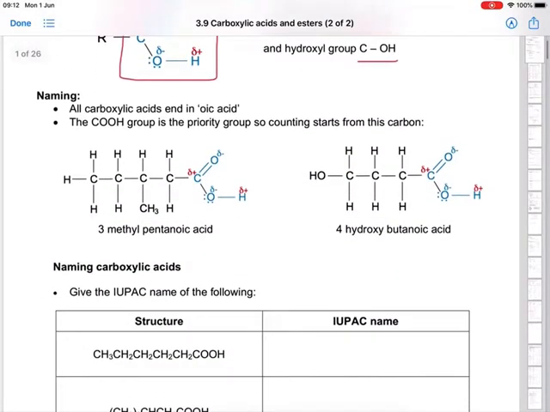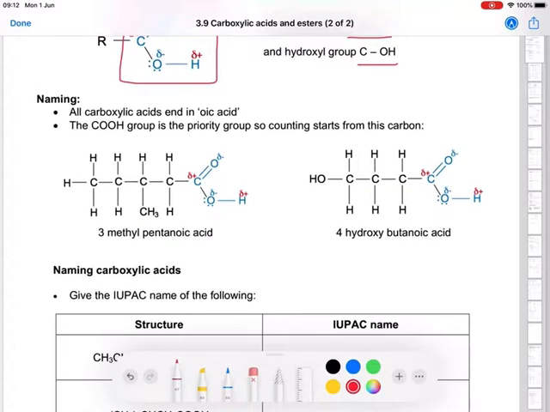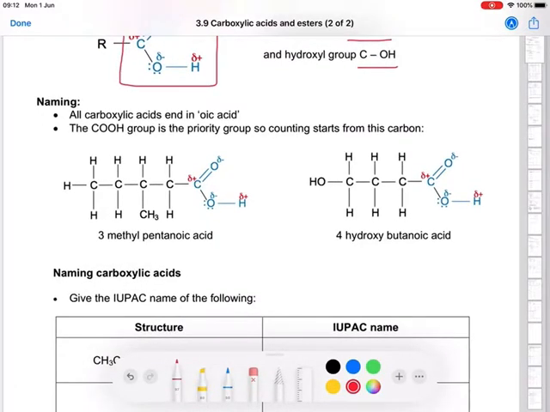When we name the carboxylic acids, the carbon in the carboxylic acid is always given number 1, which means if we start with that one being number 1 and we count away from that, so 1, 2, 3, 4, 5, we have pentanoic acid. And on carbon number 3, we have a methyl, so that would be 3-methylpentanoic acid.